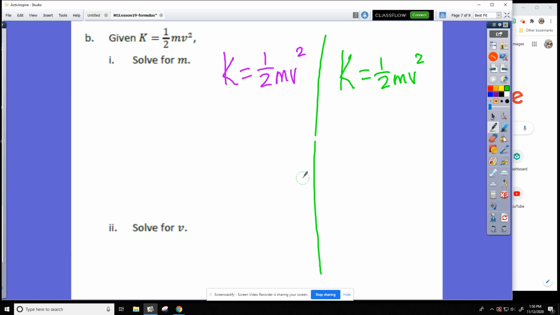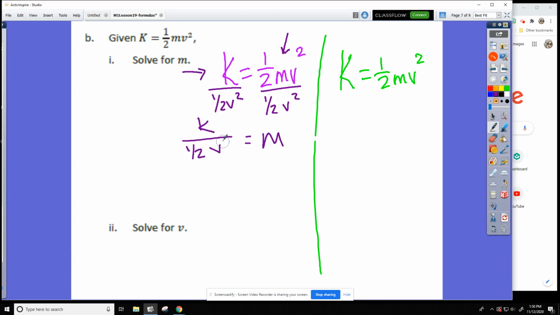Let's solve this one. So we're going to do the, I guess, purple, even though this is a different purple, for M. And then we're going to do the green for B. So we want to get the M alone. There's two things here with the m. First, well, since it's all multiply, I could divide by everything that's not m. And you get m equals k divided by 1/2 v squared.